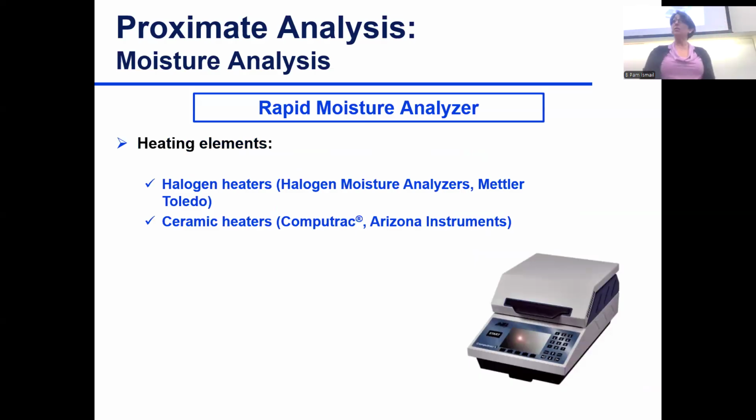Rapid moisture analyzer, we actually have one in George's lab, and it is a quick method of analysis for moisture. Again, halogen heaters heat up the sample, evaporate the moisture, and you can get a moisture content reading based on weight difference.